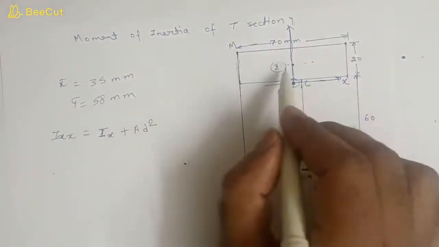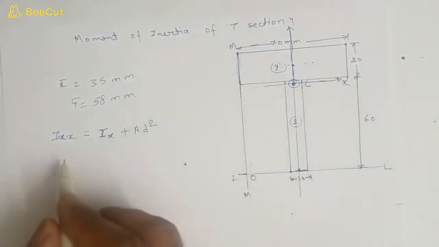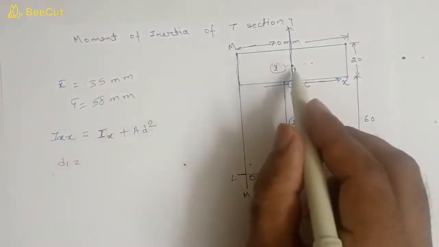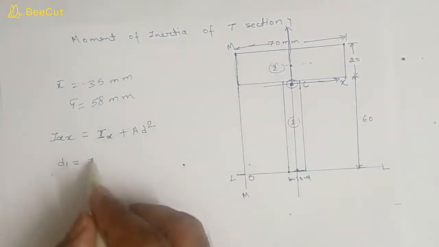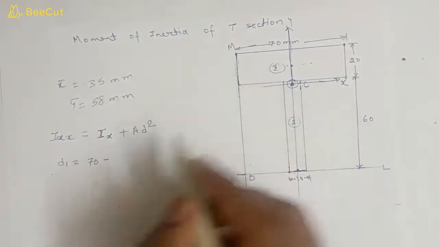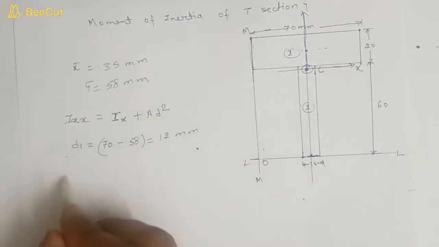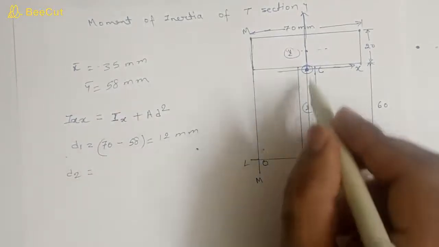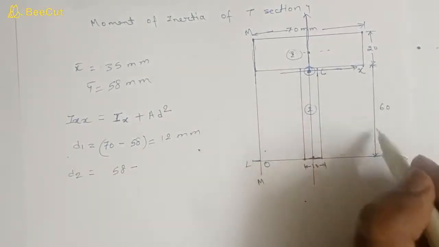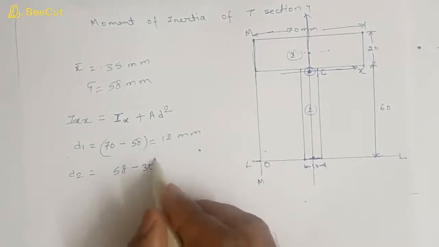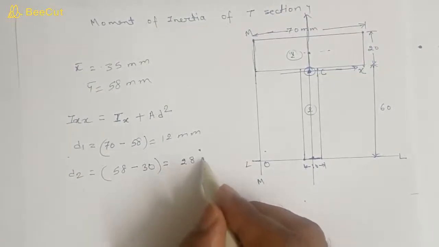What is d? d is the distance between the centroid of the individual shape and the centroid of the whole section. So d1 for component 1: from here we have taken 70 mm, so we get 70 minus 58 mm. We have calculated y bar equal to 58, so this will be 12 mm. And d2 will be 58 minus its centroid, which is located at half of this 60, so it is 30. So we get 28 mm.